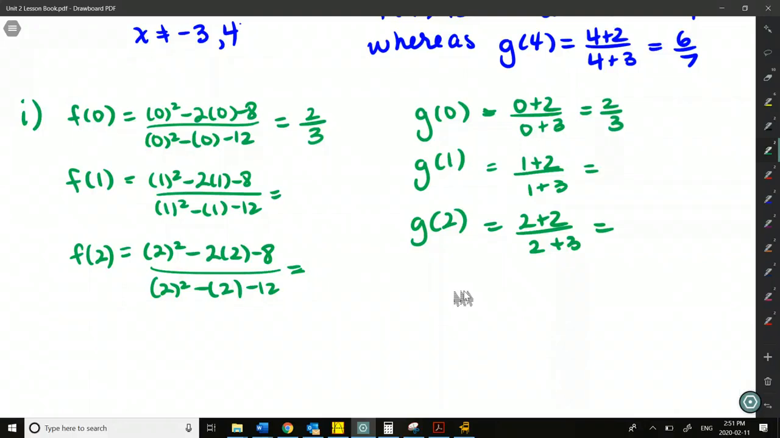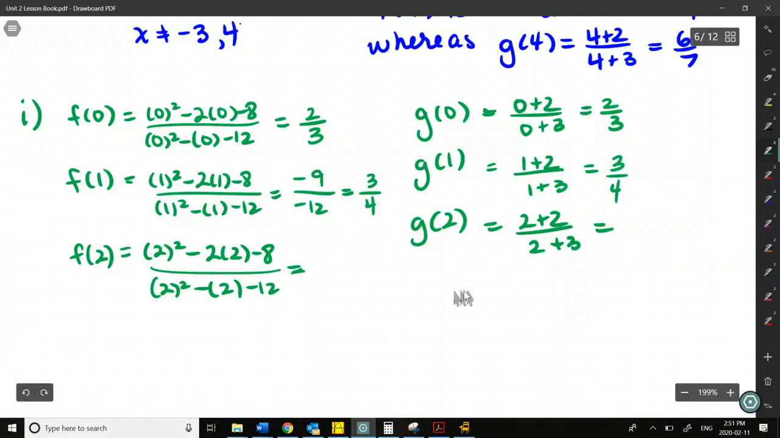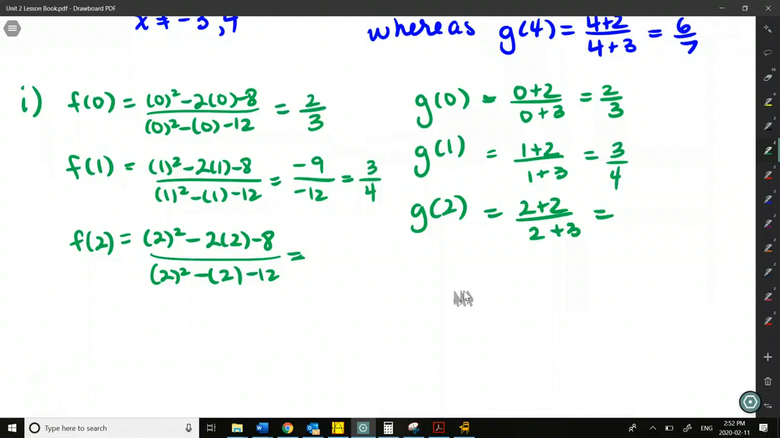Okay, top of f at 1 we're getting 1 minus 2 minus 8, so negative 9. And then 1 minus 1 minus 12, that's negative 12, which reduces to 3 over 4. Okay, same thing over here. We get 1 plus 2, that's 3. 1 plus 3 is 4. Okay, so far so good.